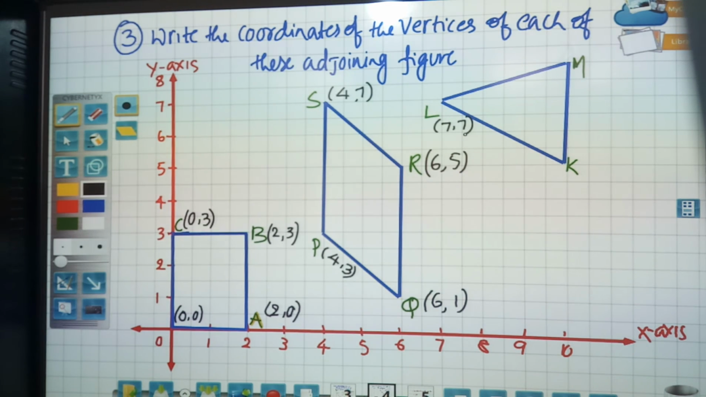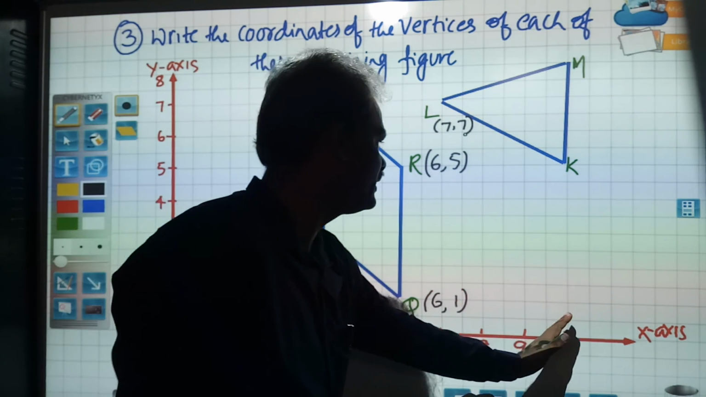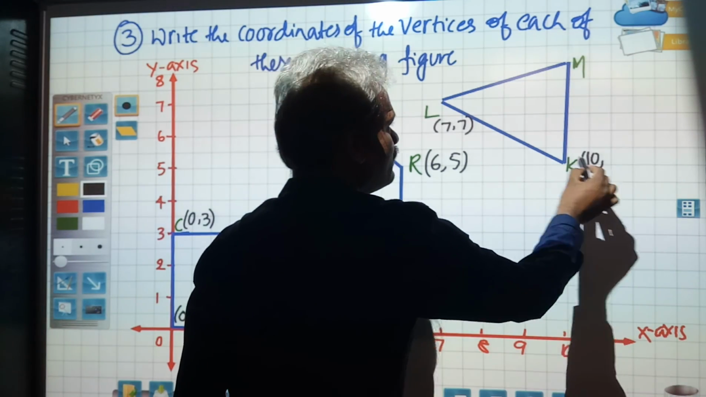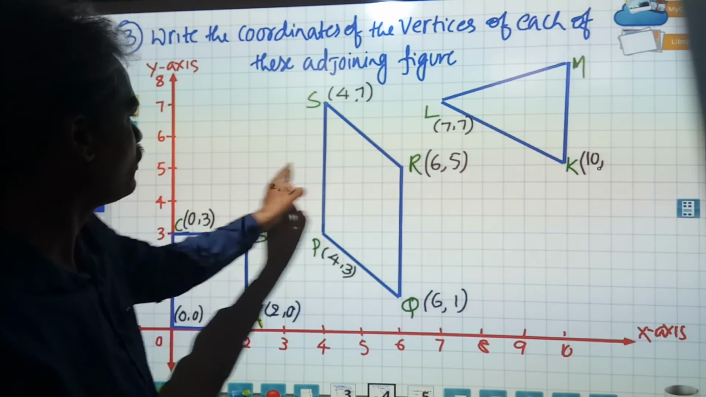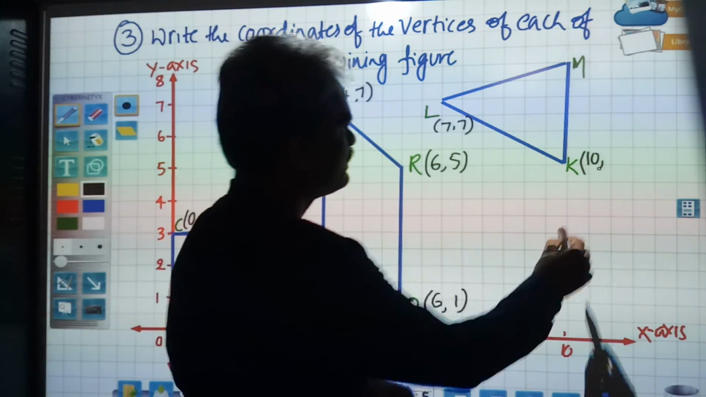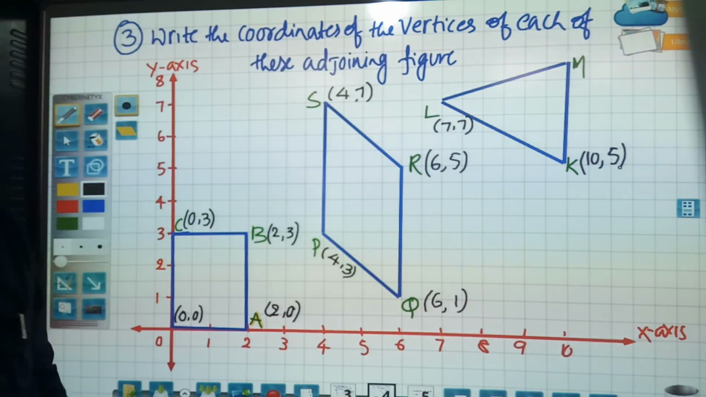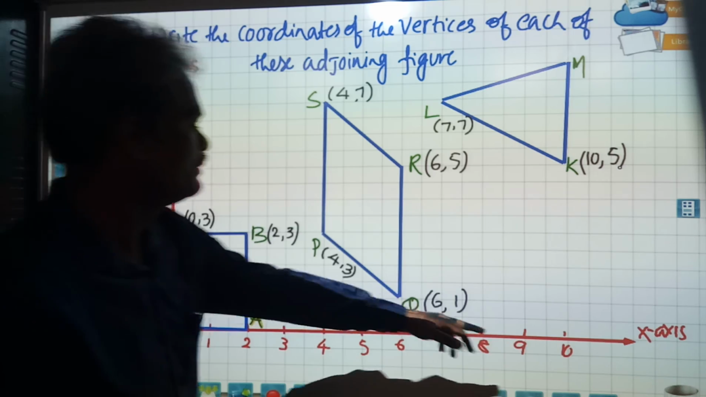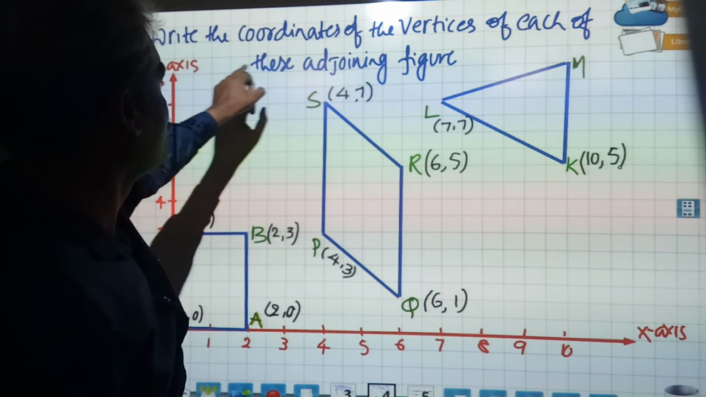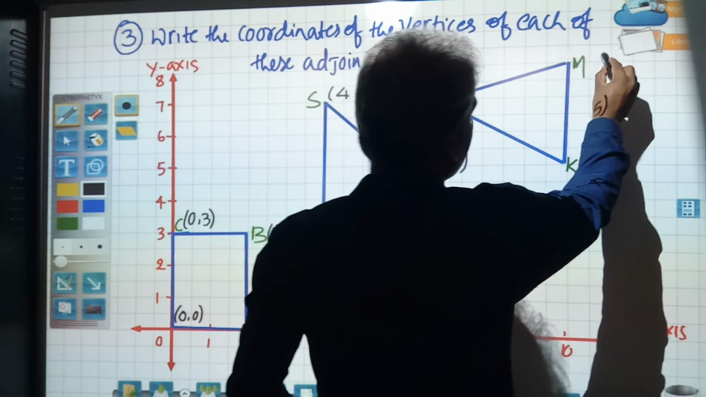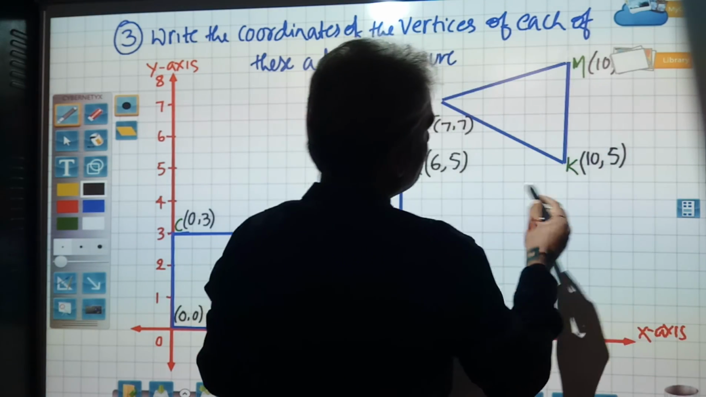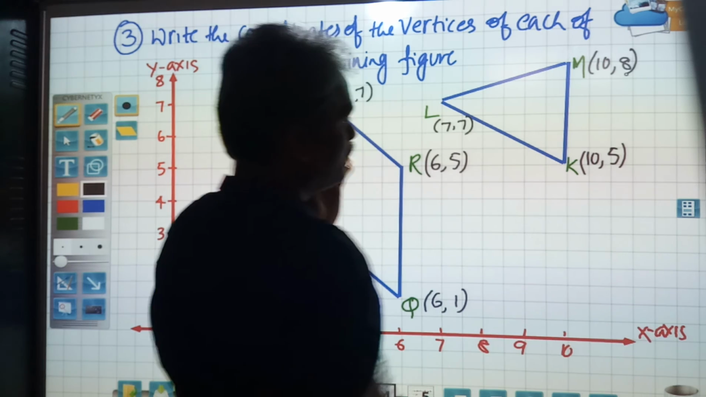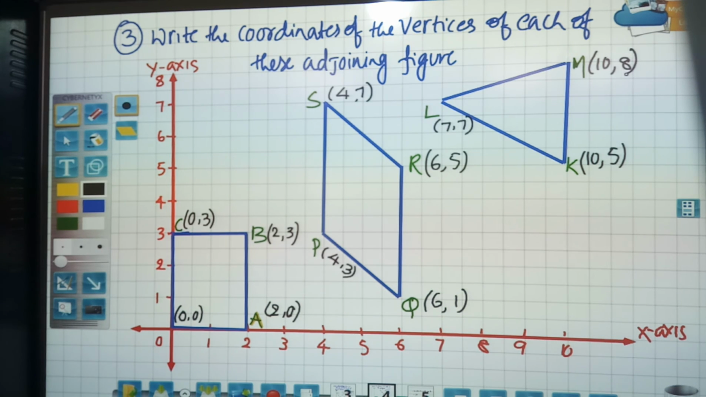Then K, coordinates of K. Along x-axis you come up to 10, then vertically you go upward 5 units. You can see here 5 units, so 10, 5. Then the last one, M, coordinates of M. Up to 10 you go, then M is at a distance of 8 units. 10, 8. So we located all the points and found the coordinates of all the points.